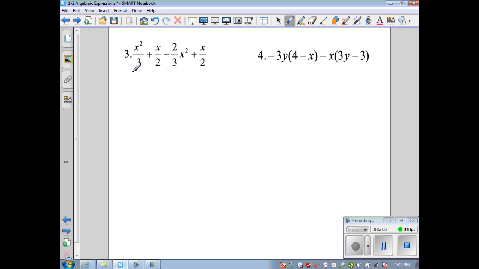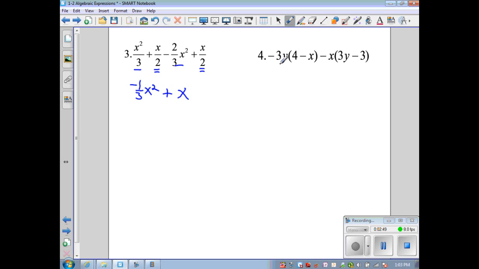Number 3, again, copy the problem. Here we have common terms, and our like terms are going to be the x squares, and also the x's are like terms. So 1/3 x squared minus 2/3 x squared. 1/3 minus 2/3 is a -1/3 x squared. Then we have a +1/2 x, and we also have another +1/2 x. And 1/2 plus 1/2 is just 1 x. We could put the constant 1 for the coefficient, but that's already known to be there.